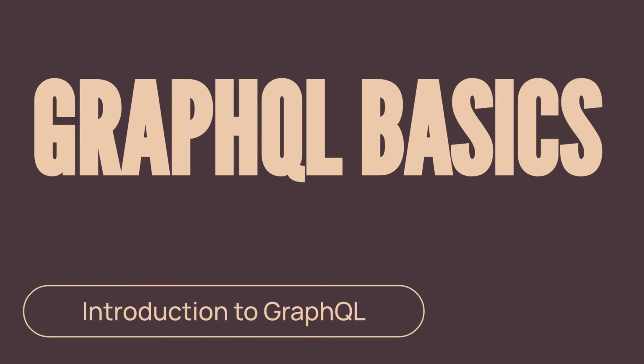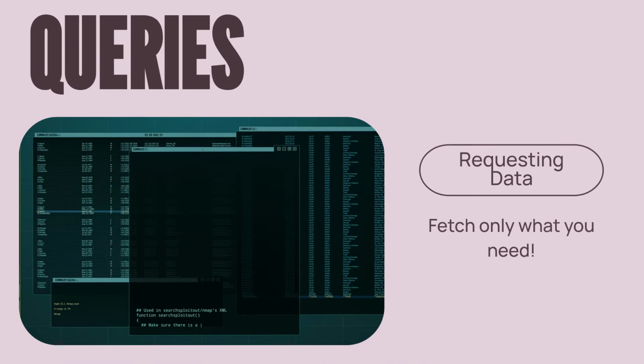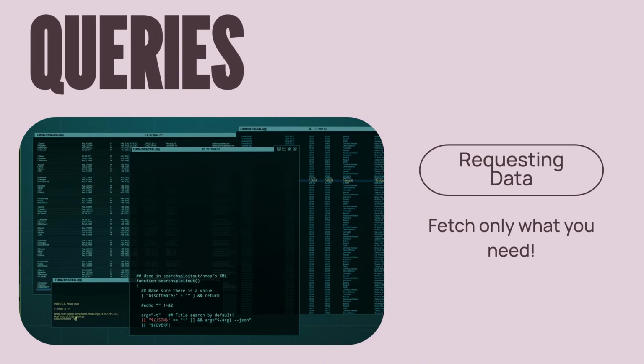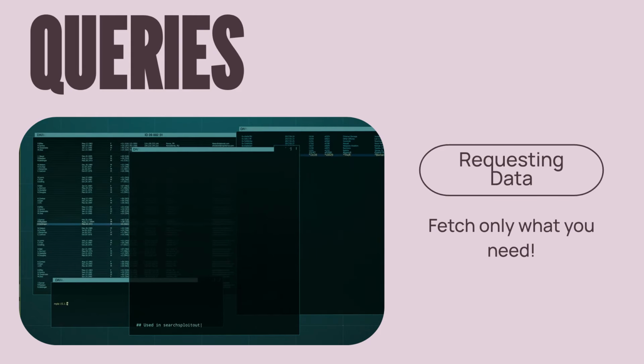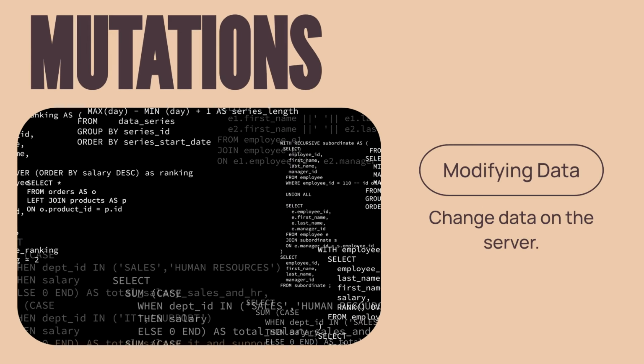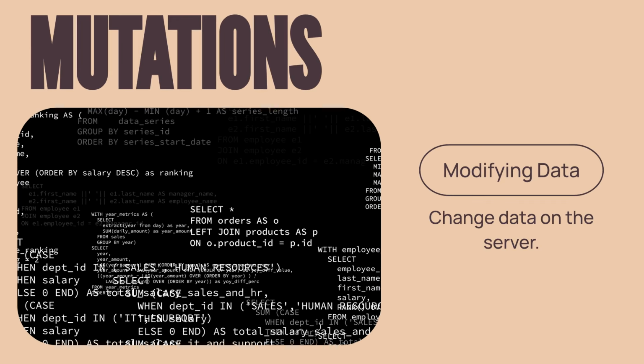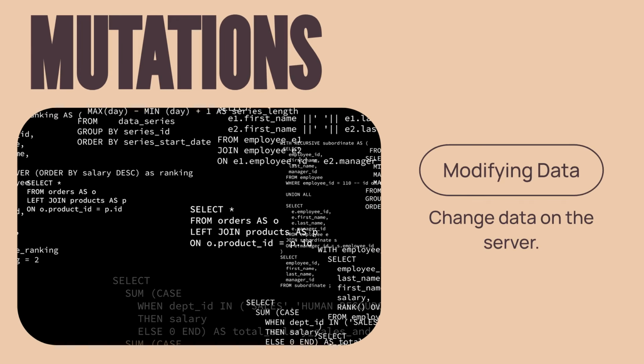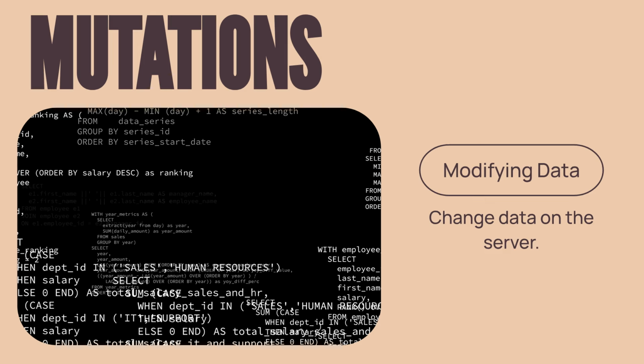Let's start with the fundamental building blocks of GraphQL queries and mutations. Queries are how you request data from your GraphQL server. The key advantage is that you define the structure of the data you want in your request. Mutations are used when you need to create, update, or delete data on the server. Think of them as the equivalent of post, put, or delete in REST.